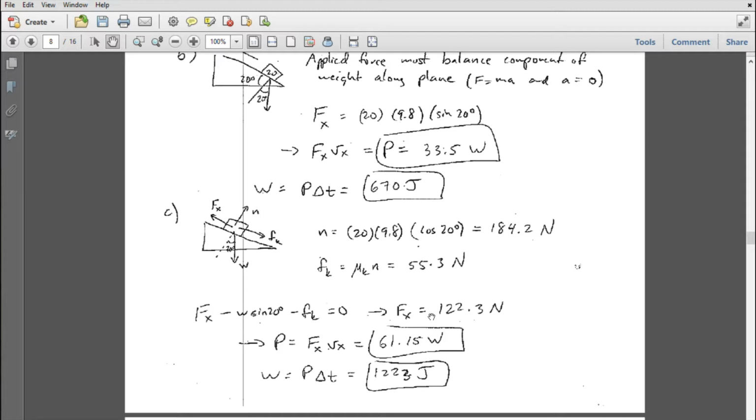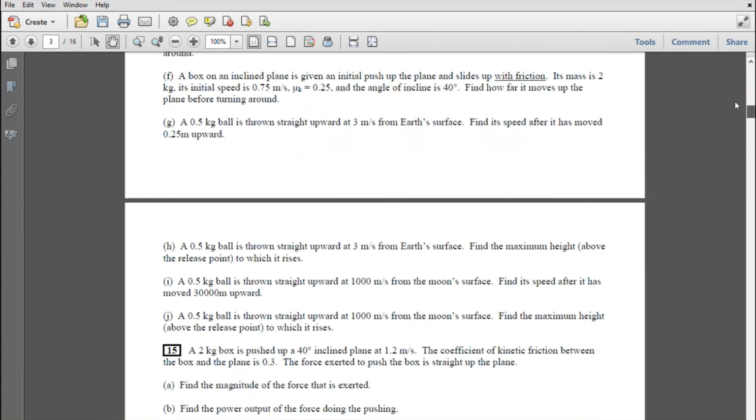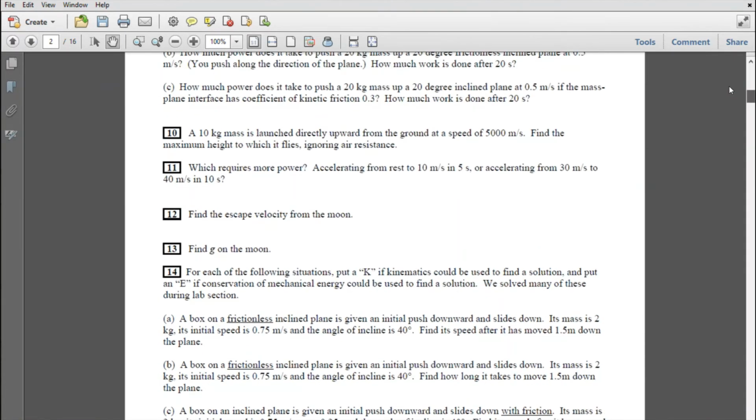That allows me to solve for the force that I have to pull with, and then the solution from there is the same as before. I use Fx vx to give how much power I have to output with my pulling force, and then multiply that times 20 seconds to get the work that's done in that amount of time, 20 seconds, if I remember correctly.